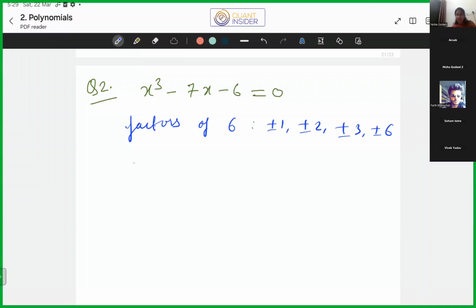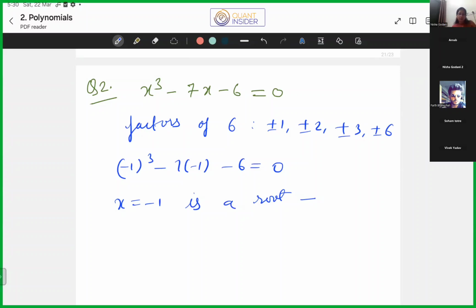So 1 will not satisfy. And what about minus 1? When you put minus 1, it will give you 0. Okay, Jolly, you have found it. Great, I'll check. So minus 1 is correct. Minus 1 is the root. X equal to minus 1 is the root. Is it okay to everyone?